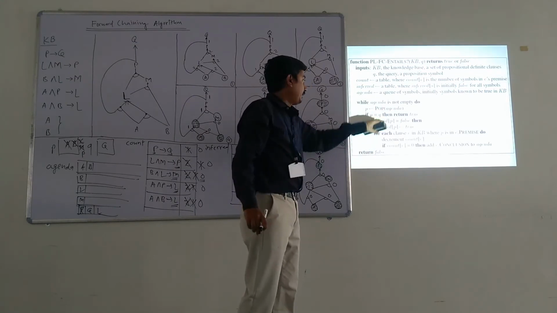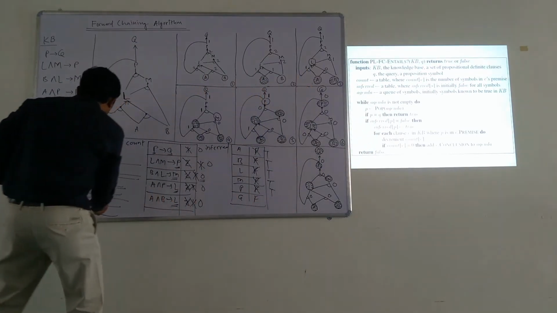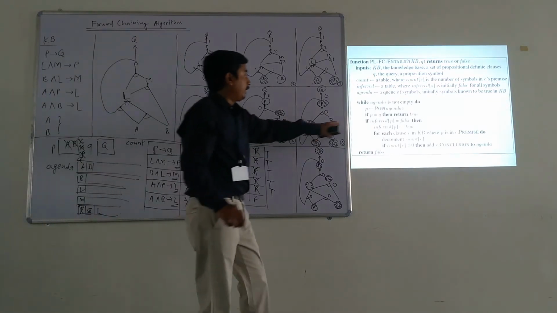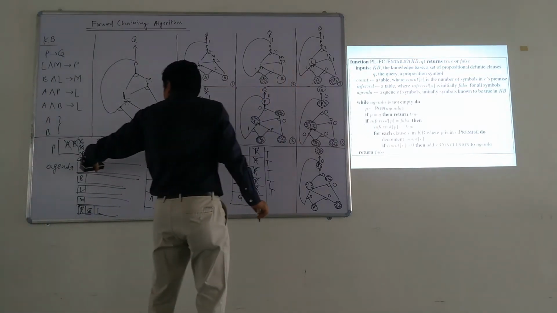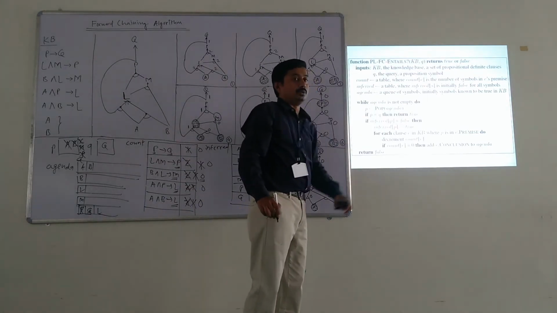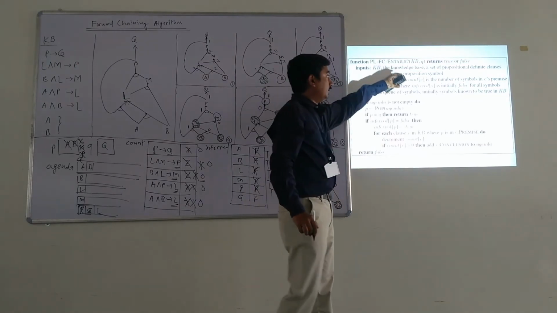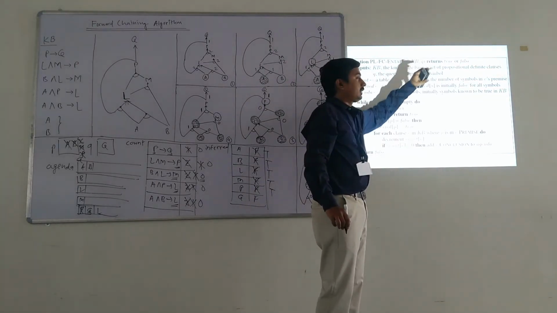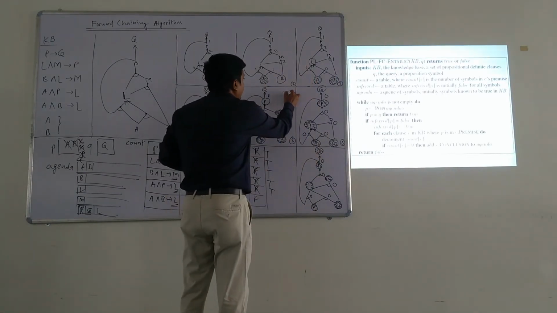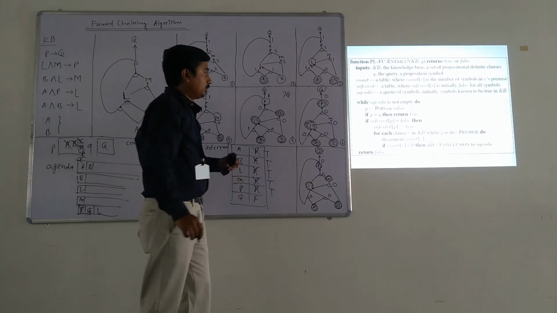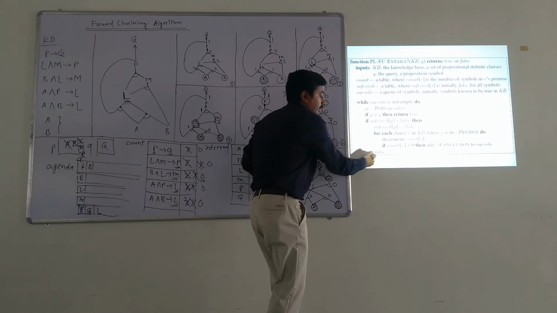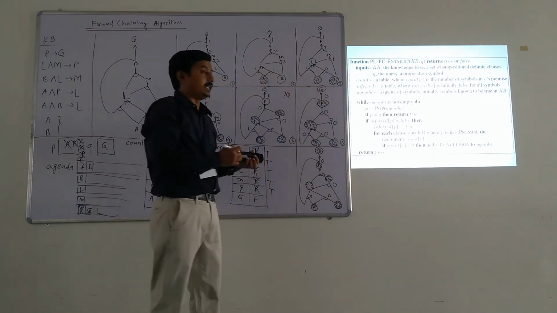Then again the agenda is not empty, so you pop, and Q is popped. Then P's value is capital Q, and capital Q equals capital Q, so return true. That means this knowledge base entails capital Q. For example, if you consider the negation of Q, ultimately this condition will not be satisfied and you return false. So this is the forward chaining algorithm.